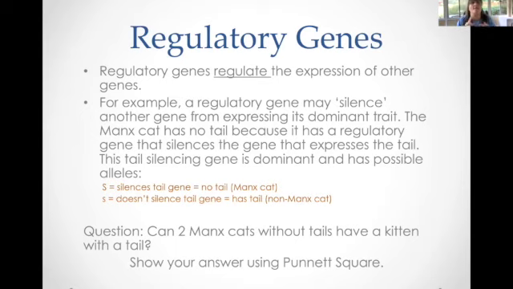And so here we have the capital S means that it's going to silence the tail gene, which means there is no tail. We have the little s, which means it did not silence the tail gene. And so this cat will be born with a tail. So no matter what its mom is, it's not counted as a Manx because one of the proper definitions of a Manx cat is born without a tail. So the question here is, can two Manx cats without tails, that's kind of redundant, but it's to make sure you remember, have a kitten with a tail?